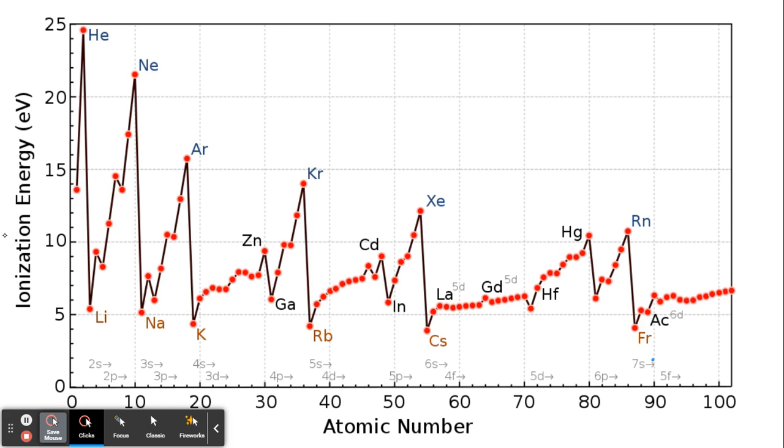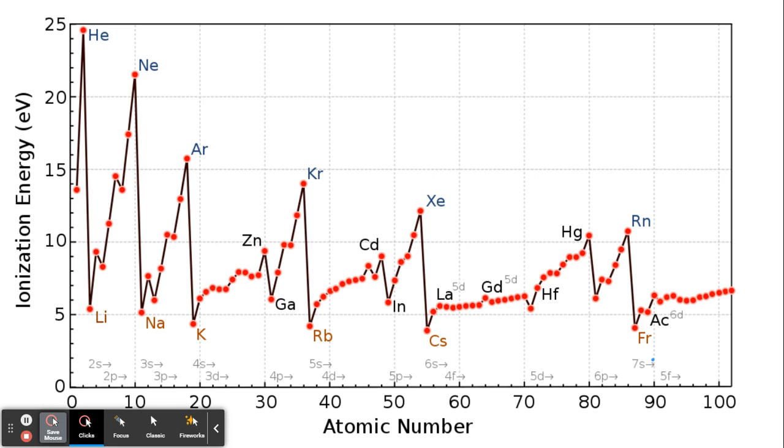Hydrogen has a very high ionization energy because it only has one shell, and those electrons are pretty close to the nucleus. As you go down the alkali metals, so hydrogen, lithium, sodium, potassium, etc., we see that in general, ionization energy decreases as they get larger in size. Same thing if you look at these peaks, which are noble gases. Ionization energy decreases as they get larger in size and the electrons are farther from the nucleus, and there's more shells in between the nucleus and the valence electrons.